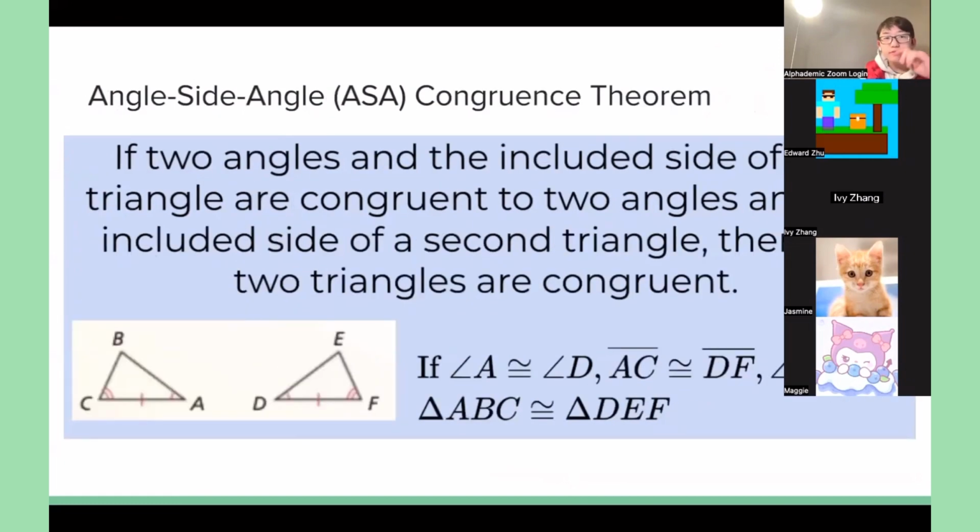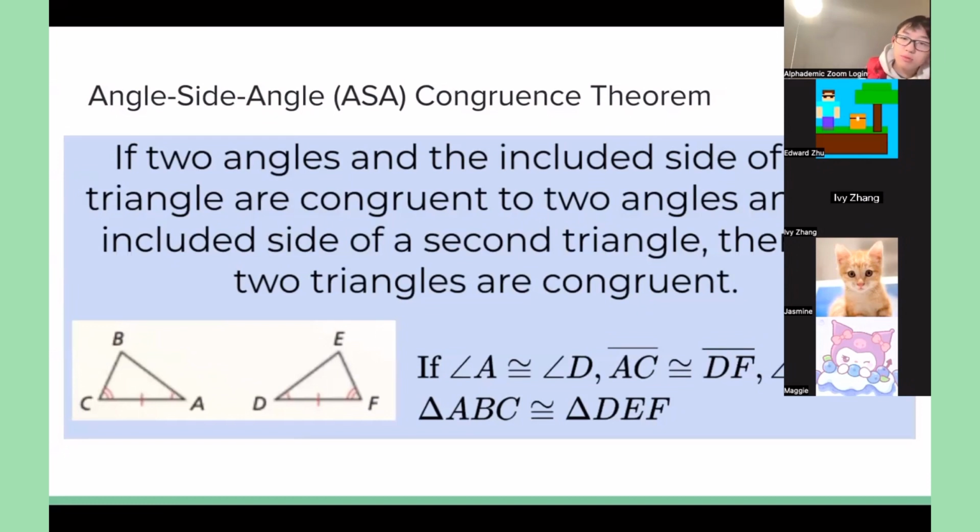All right, next up, we have the angle side angle congruence theorem, which states that if two angles and the included side of one triangle are congruent to two angles and the included side of a second triangle, then the two triangles are congruent. If angle A is congruent to angle D and segment AC is congruent to segment DF and angle C is congruent to angle F, then triangle ABC is congruent to triangle DEF.